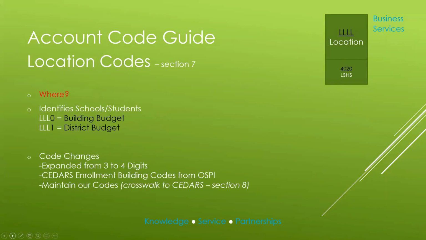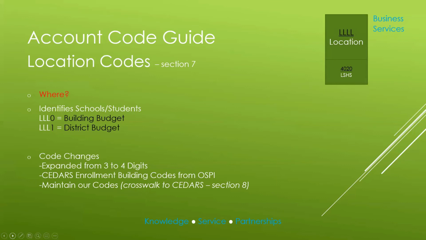Location codes. That's in section 7, and it tells us what location or students are benefiting from this purchase. We use LLL0 for building budgets and LLL1 for district budgets. The state and feds want to know how much we are spending per student. It's important for some of our funding. If we don't code it to a building, the state will allocate it, and we prefer to code costs to locations whenever possible. So originally, we had a 3-digit location code, and that was expanded to 4 digits.